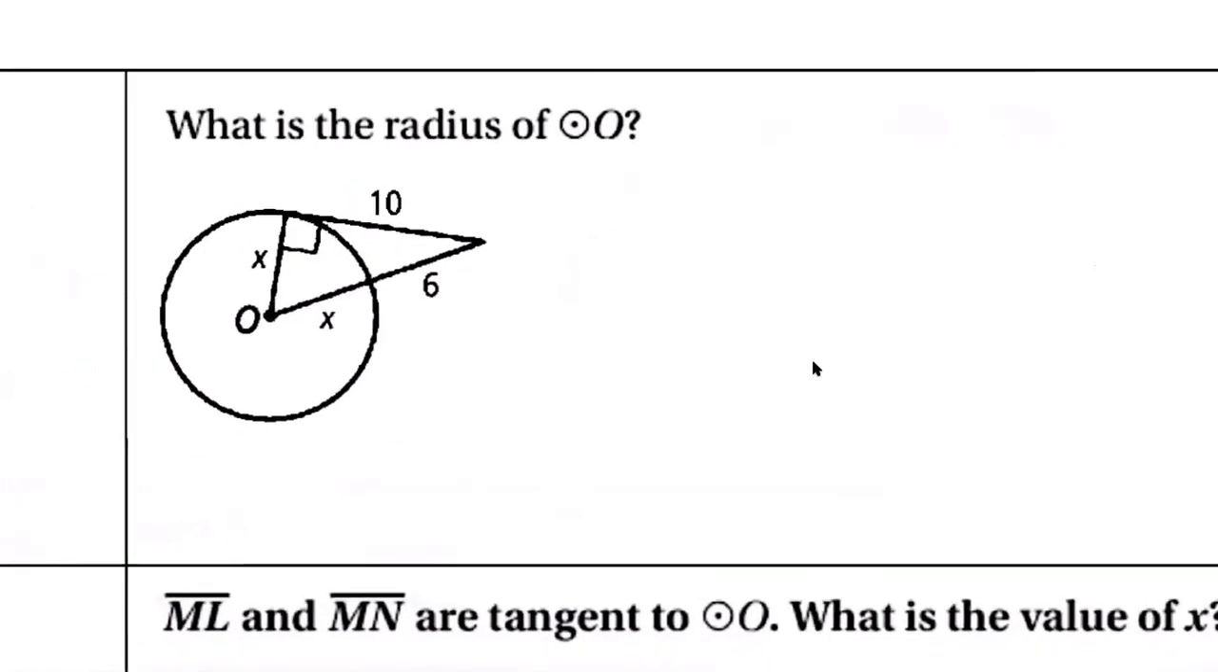Okay, what's the radius of circle O? All right, so for this one, we're using the fact that because that's a right angle, that means that that's a tangent, and we don't even need that.